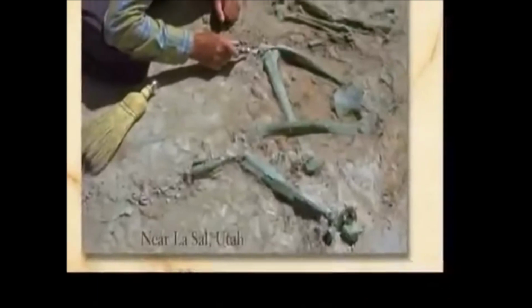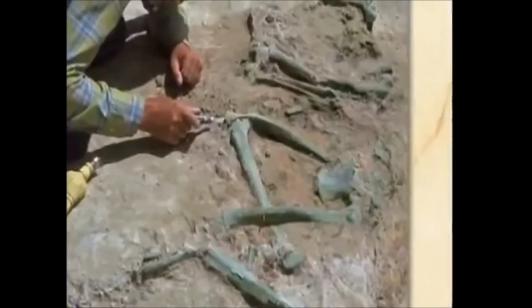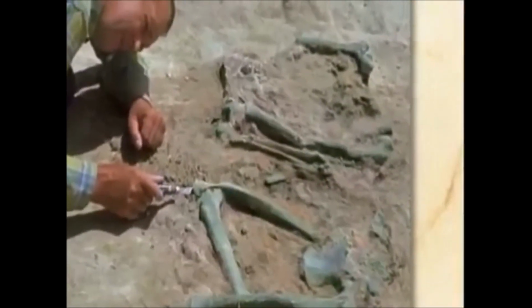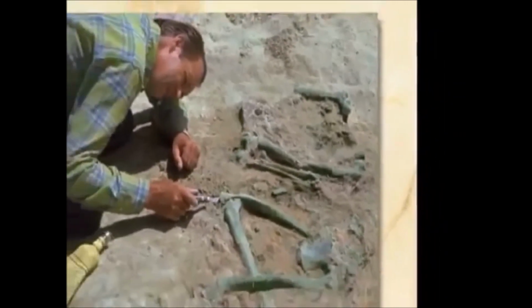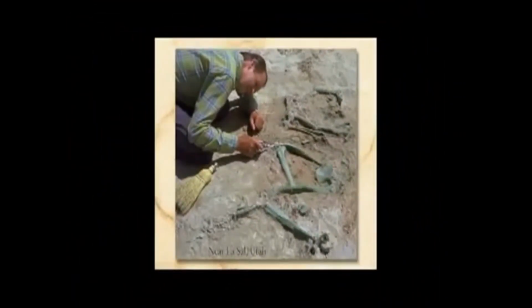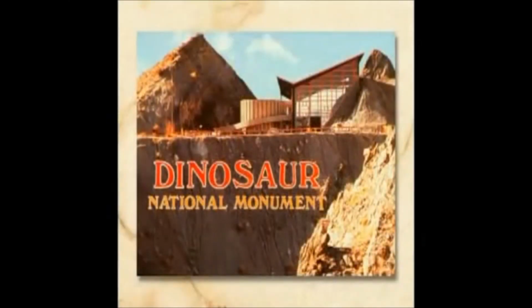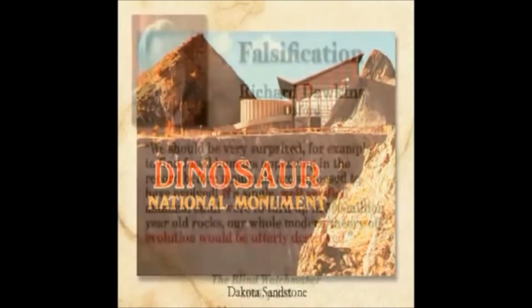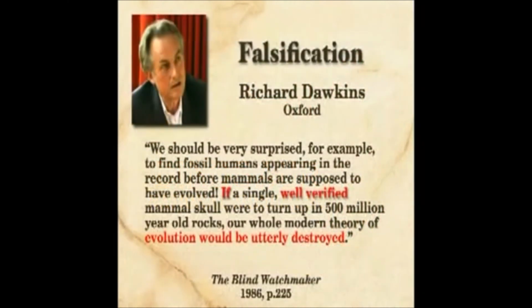One very obvious and dramatic example is near LaSalle, Utah, where perfectly modern human skeletons replaced with malachite are found in a layer that's also found at Dinosaur National Monument, one that is known for its dinosaurs, in the Dakota sandstone. So the key phrase in his statement is, if a well-verified mammal skull were to show up.